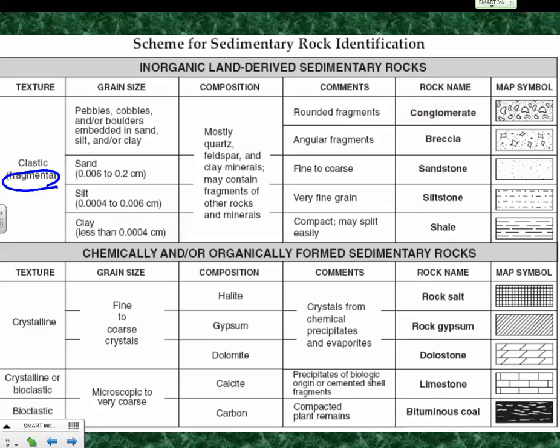And the first rock with the rounded fragments is conglomerate. You can see the rounded fragments. They call it conglomerate. And there's even a picture here which kind of looks like the rock in that last photo we saw. Okay, moving on. The other rock was also clastic.